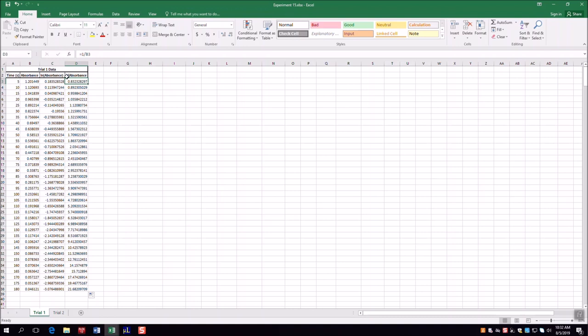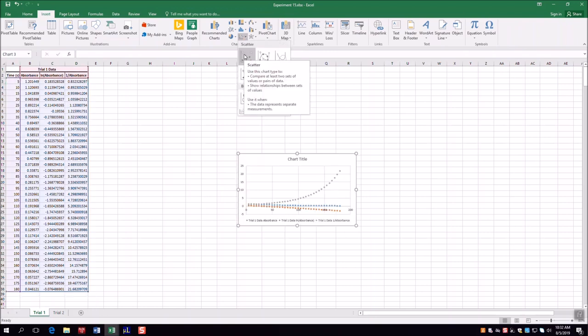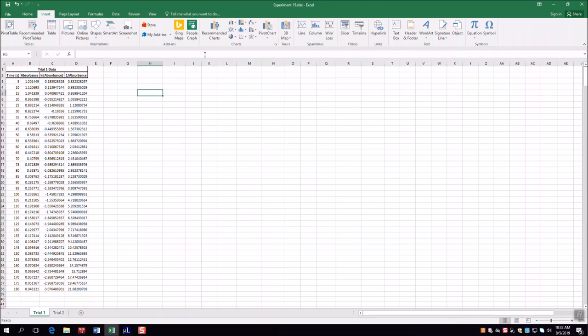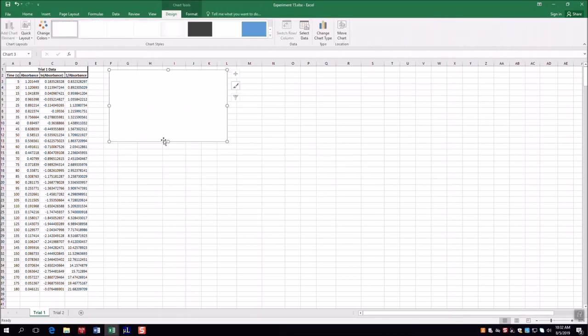So now we need to make our graphs. To make our graphs, we're going to go up to Insert, we're going to choose the scatter plot, and we're going to do the top left corner here. We're going to choose to insert this kind of scatter plot. First, I'm going to click over here so that it's not going to choose all my data. So I'm going to insert a blank graph.